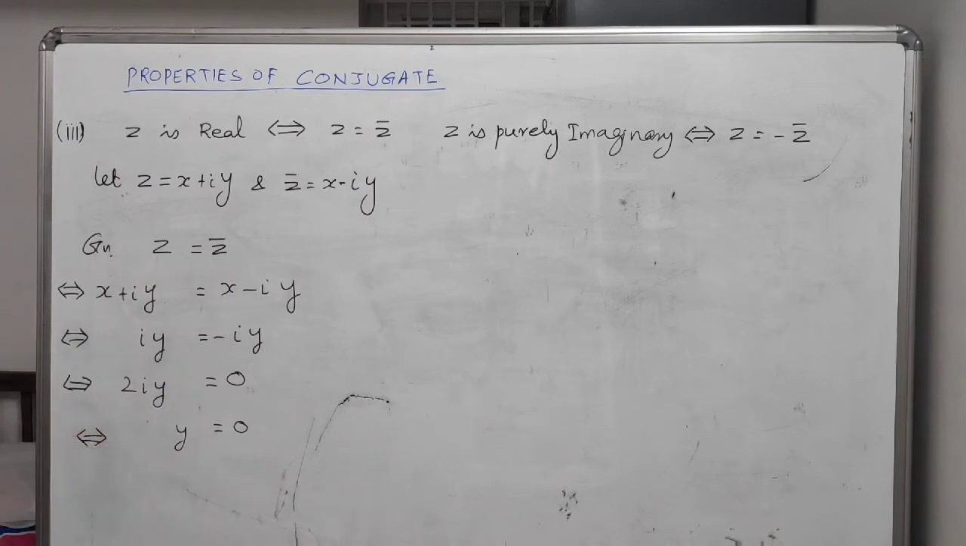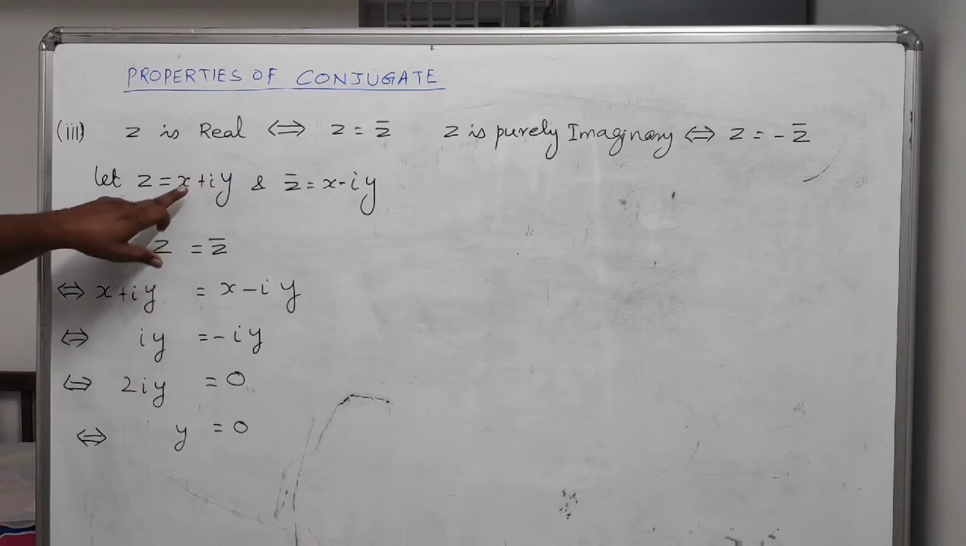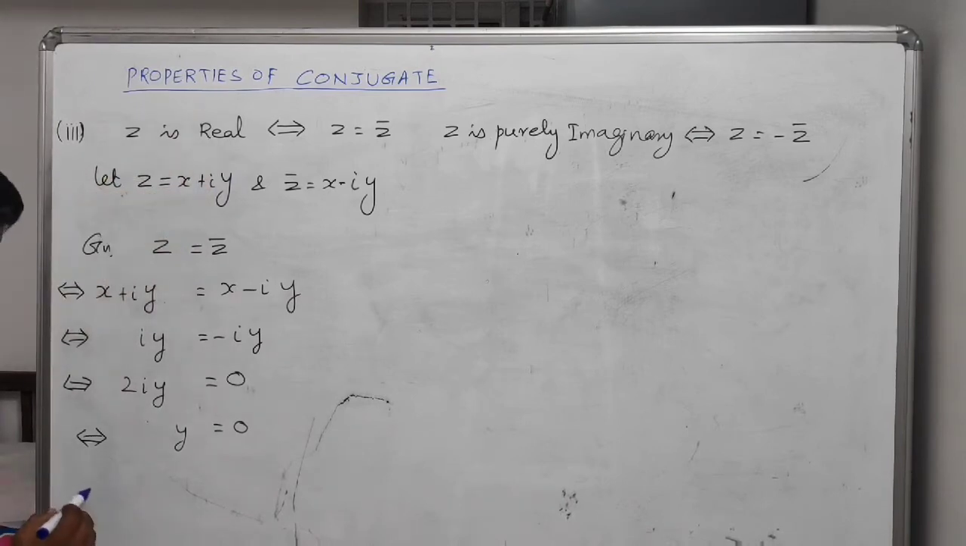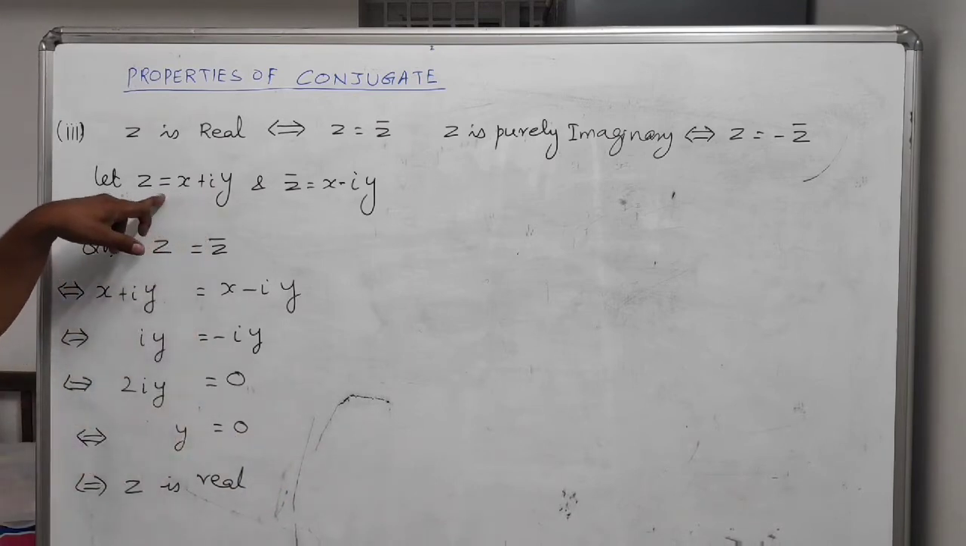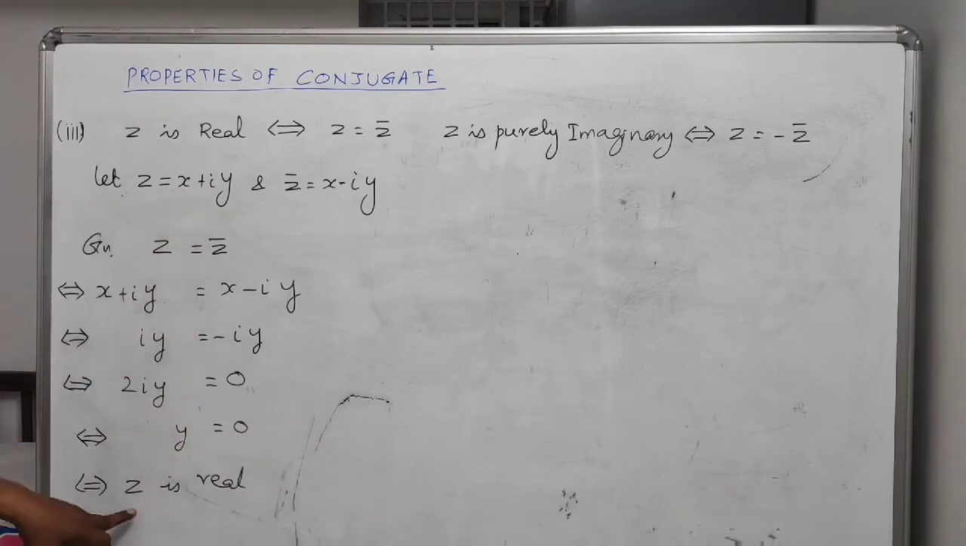Y equal to 0 means this will have only x. X is a real number. Therefore, we can say z is real. Whenever y equal to 0, this complex number becomes a real number. Therefore, you can say z is real.